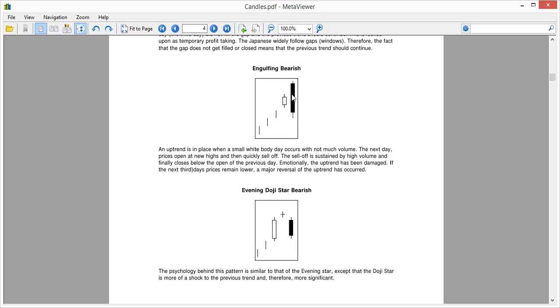We're in a small uptrend. The market didn't gap, it opened up bullish on the second day, but it sold off.